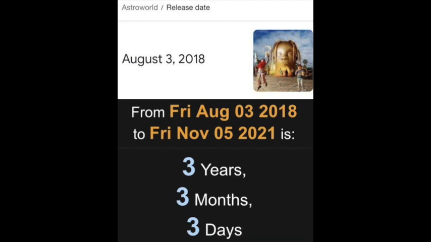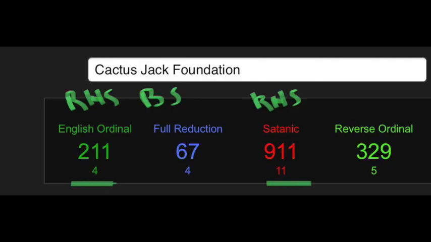Now, we've covered the numbers 211 and 911 tonight. And I want to show you the name of Travis Scott's foundation. This right here should blow you away. Cactus Jack Foundation. Equals, where A is 1, B is 2, C is 3, 211, just like ritual human sacrifice. In full reduction, Cactus Jack Foundation equals 67, just like blood sacrifice, just like human sacrifice.